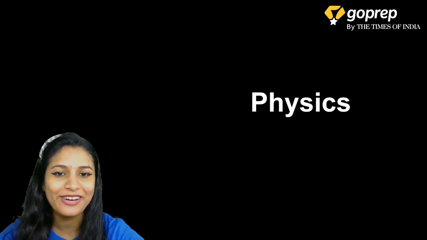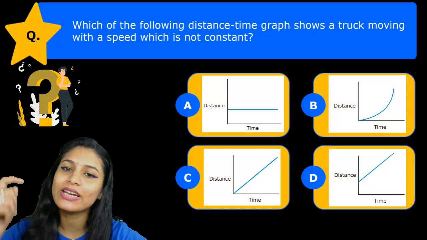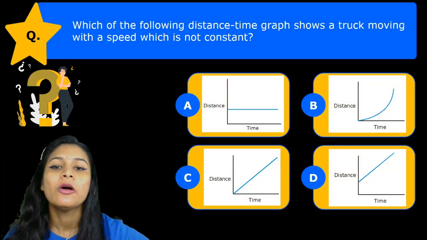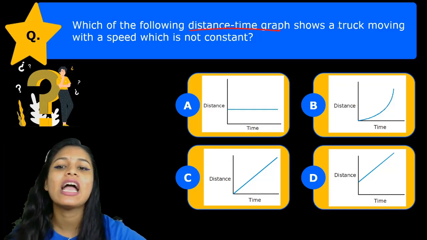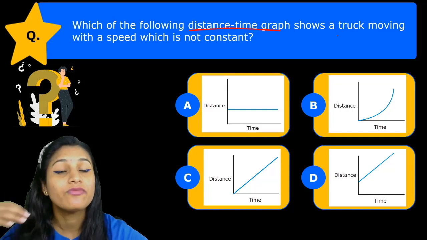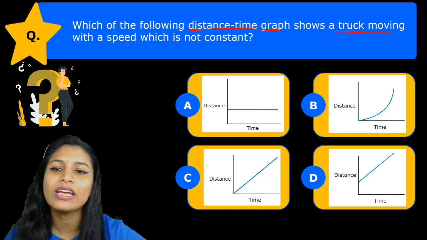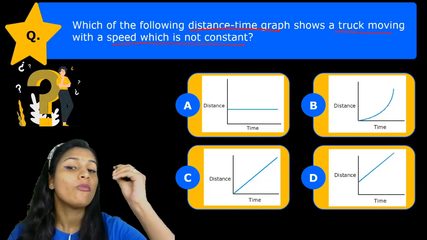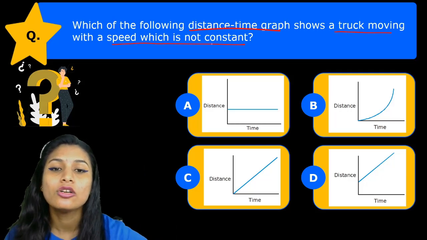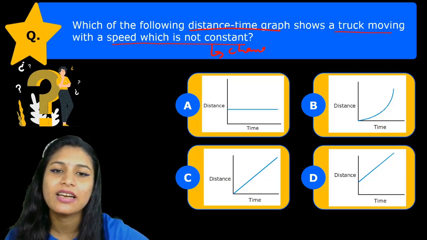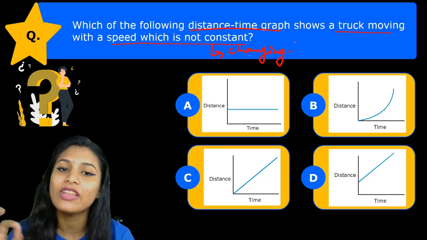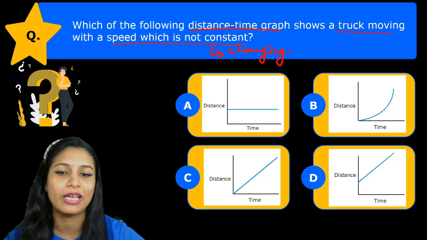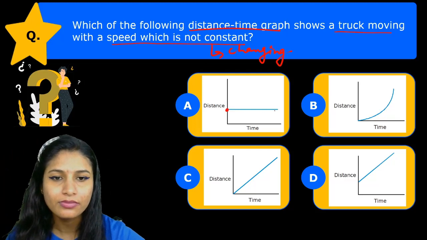Now let us proceed with our discussion. On your screen is the first question, which says that we are being given a distance versus time graph and we have to find the graph which shows that the truck is moving with a speed which is not constant. What do you understand by not constant? Not constant means changing, right? So if the speed is changing according to any of the following graphs, then that is going to be our answer. Okay, let us see the first option.